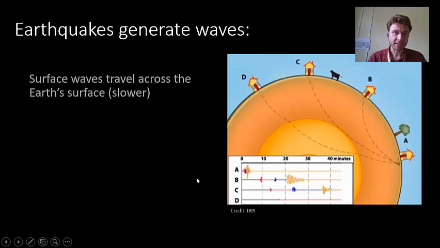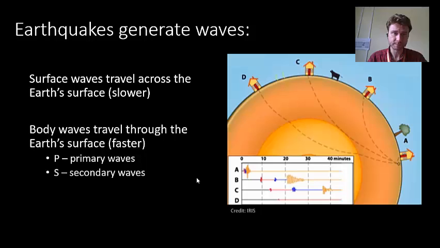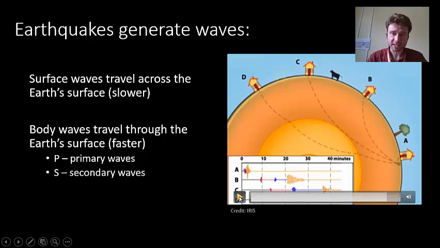So when we're talking about intensity, we really are describing the surface waves that earthquakes generate, the ones that travel across the Earth's surface. And these are actually the slowest type of waves that we see. Earthquakes also generate what's known as body waves or seismic waves. And these are waves of energy that travel through the Earth's surface. And there's two types: P, primary waves, and S, as in secondary waves.